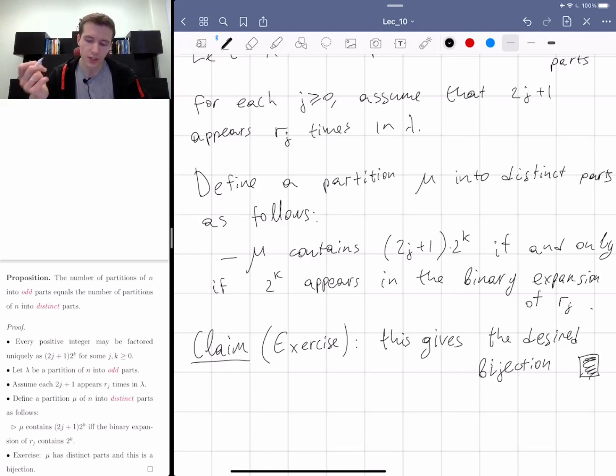Why would it be a bijection? Well, conversely, if you give me a partition mu, it has distinct parts. So I can look at each part, and I can factor it uniquely in this way. And then I just say that 2j plus 1 is going to be a part of lambda.